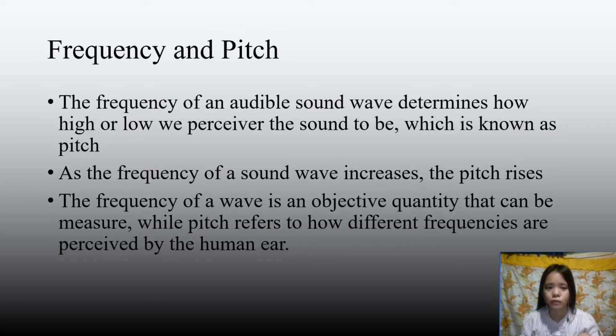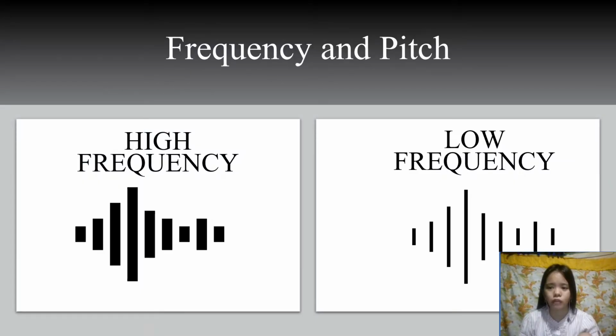So frequency and pitch. The frequency of an audible sound wave determines how high or low we perceive the sound to be, which we call pitch. As the frequency of a sound wave increases, the pitch also rises. The frequency of a wave is an objective quantity that can be measured, while pitch refers to how different frequencies are perceived by the human ear. So now let's talk about high frequency sound waves. Simply, high pitch sound has high frequency and low pitch sound has a low frequency of sound waves.